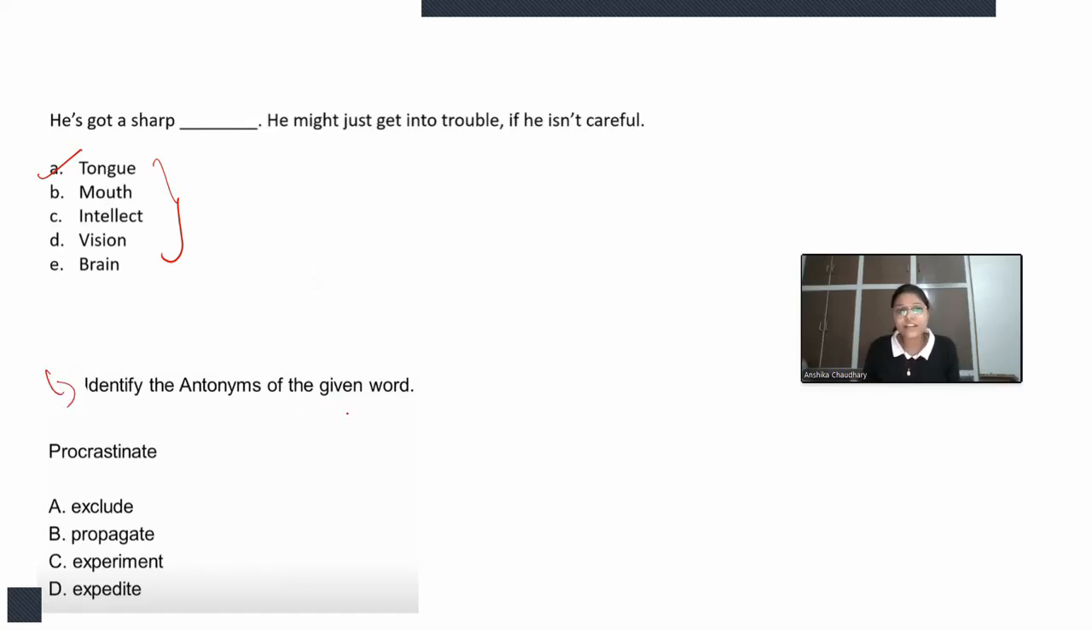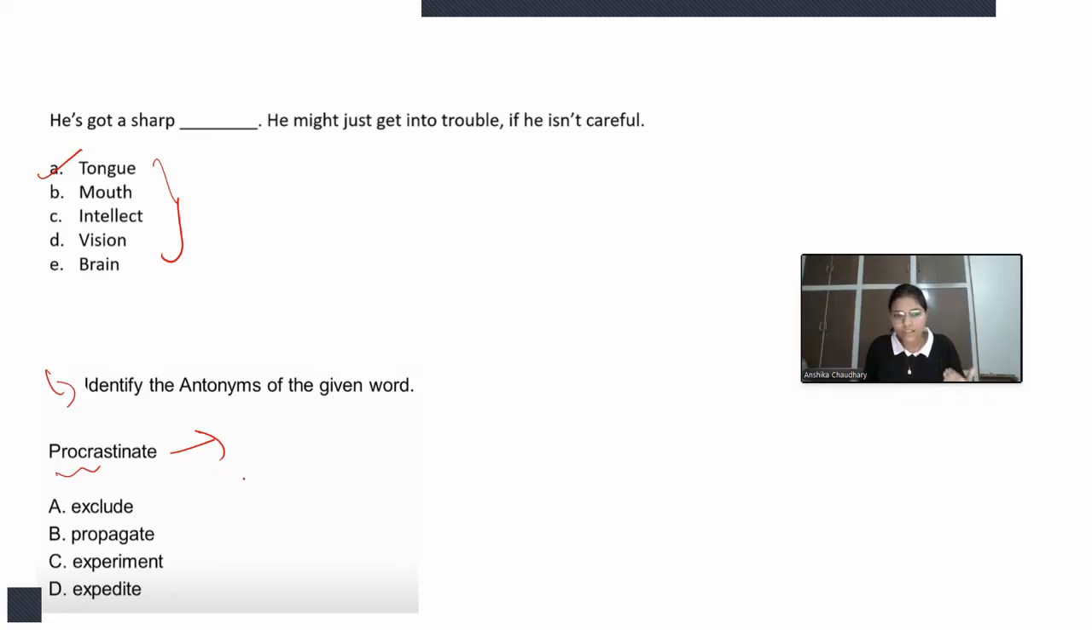Moving next, identify the antonym of the given word. The word is procrastinate. So we used to procrastinate. What is the meaning of procrastinate? We know that we have to do this particular task, but still we are delaying it, saying abhi karunga, just wait for 5 minutes, after 5 minutes I will do it, and we just keep delaying the task, postponing that task, right? So that was the meaning of procrastinate.